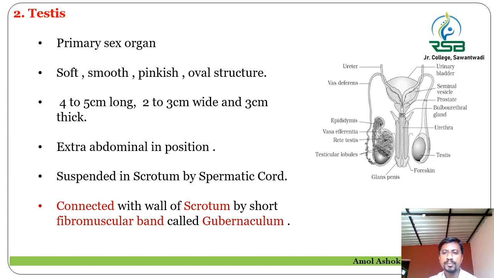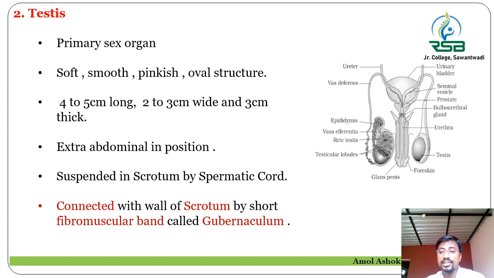And what is the importance of the spermatic cord? When sperm generation takes place, the sperms are carried with the help of that spermatic cord. The connection between the scrotum and the testis is by a fibromuscular pouch, and that fibromuscular band or pouch is called the gubernaculum.